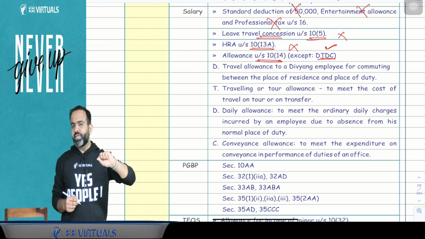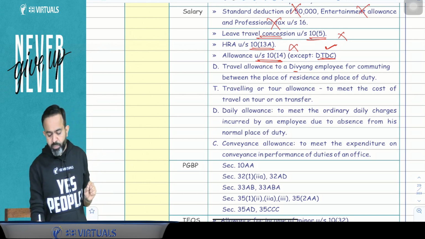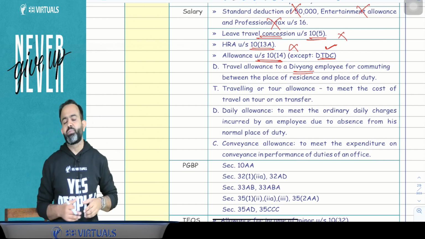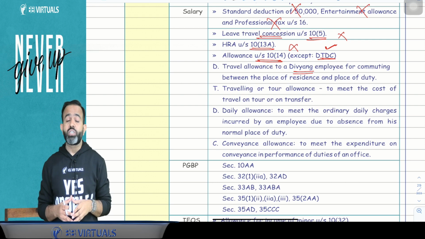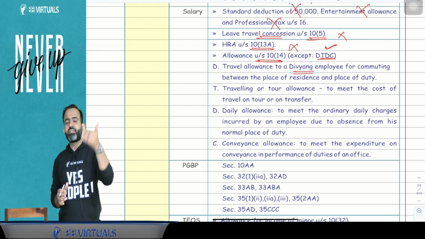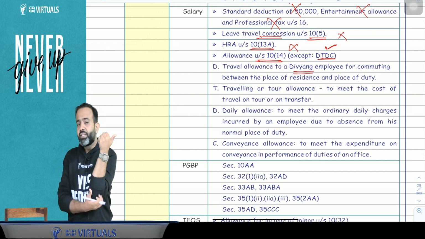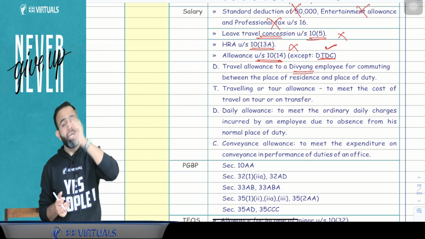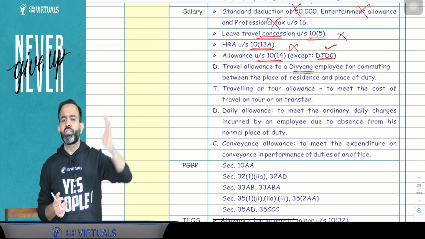Here the first D means Divyang employee. Divyang employee means a handicapped employee. There is a commutation or transport allowance exemption, and that is 3,200 per month. Maximum 3,200 per month is exempt. That is the transportation or commutation allowance. That exemption is allowed to the handicapped employee, even if the assessee followed the new regime.